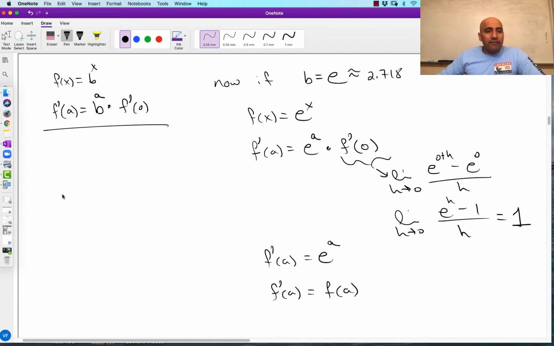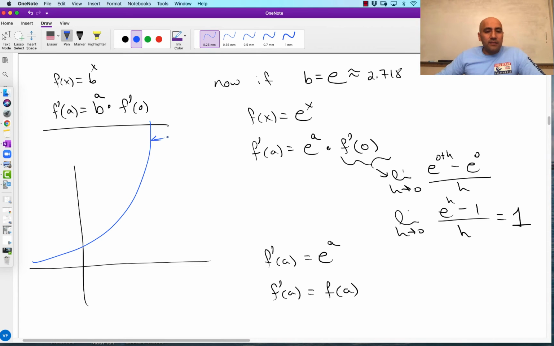So let's say we have, let me just do a rough sketch here. We have some exponential function that looks like that. Let's say that this is e to the x power, and then I want to find out what is the slope of the line tangent.